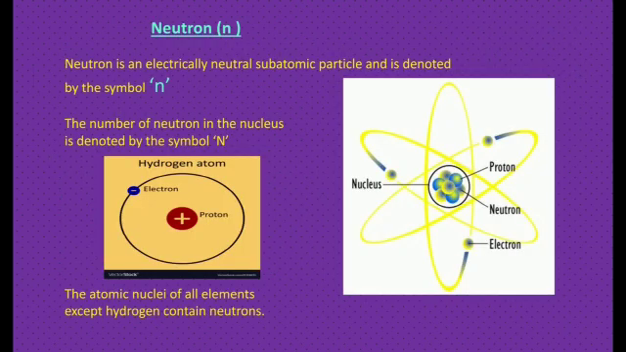Next subatomic particle is neutron. Neutron is electrically neutral subatomic particle and is denoted by the symbol n. The number of neutrons in the nucleus is denoted by the symbol capital letter N. The atomic nuclei of all elements except hydrogen contain neutrons.